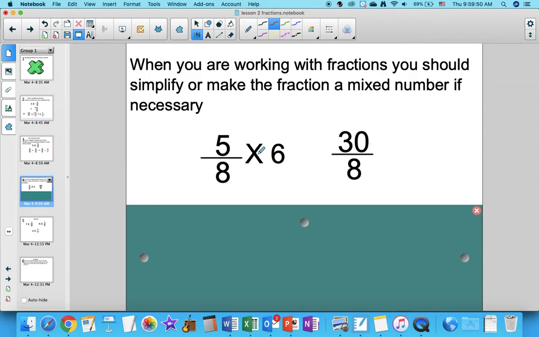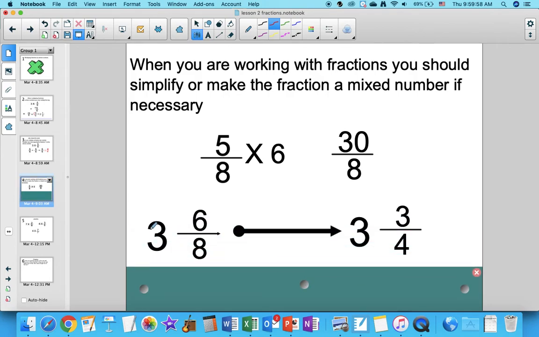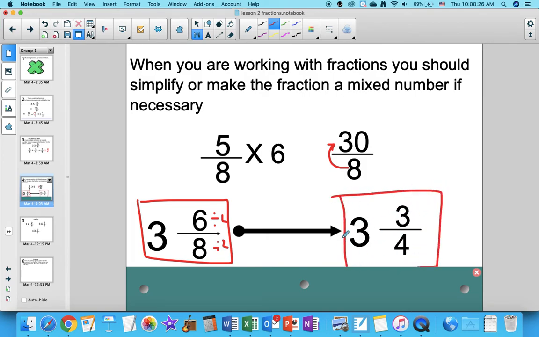5 over 8 times 6, well, multiply the top by 6, that's 30 over 8, too big. So I'm going to make this 3 because 8 fits into 30 3 times, so whatever's left is the new numerator, right? So that's 24, so 3, and then take away 24, which would make that 6. Now I have 6 over 8. Now I simplify. I can divide this by 2. I can divide this by 2, right? So that would make it 3 over 4.